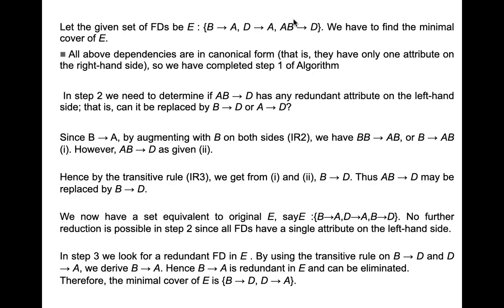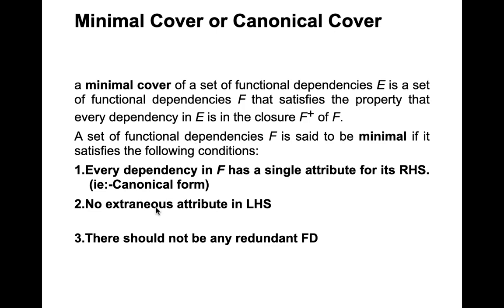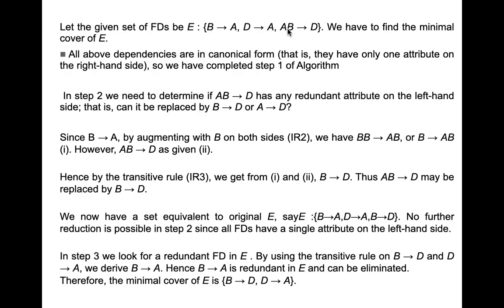So we were trying to see whether AB gives D can be replaced by A gives D or B gives D. By augmenting B over here and taking transitive dependency with this functional dependency, we get B gives D, which means we can replace AB gives D by B gives D. After the second stage, no extra attribute should be there in the LHS. Note this point: AB gives D can be replaced by either A gives D or B gives D only. One of these should come. In this case, we obtain it by applying the second inference rule and then taking transitive dependency between these two. That is how we reached the conclusion that we can replace it by B gives D.